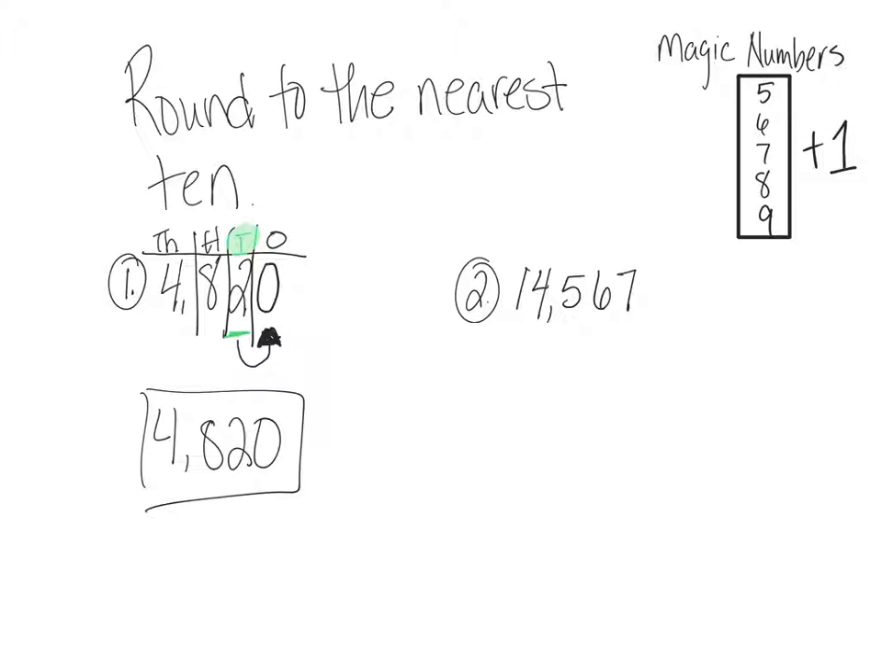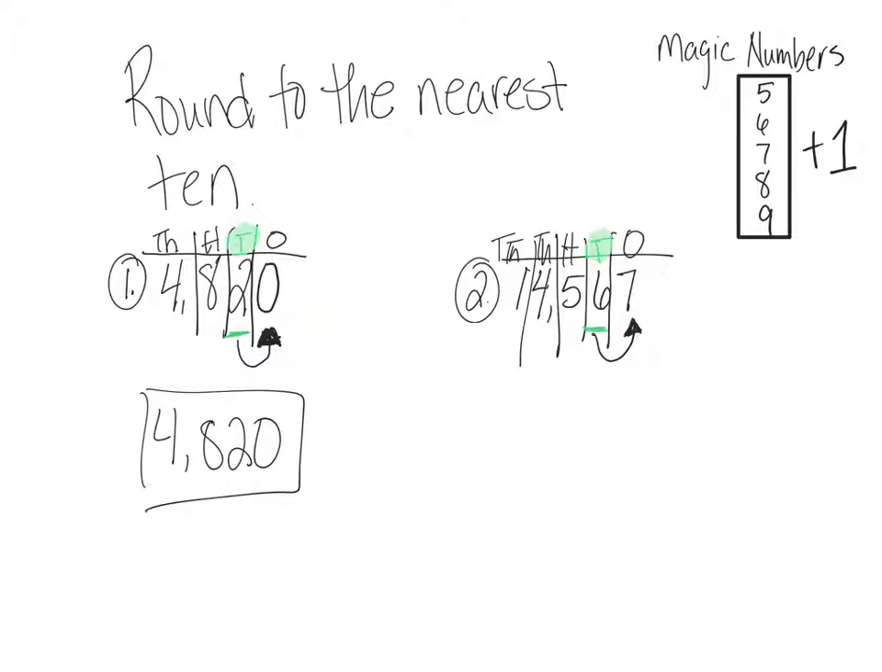So now let's look at the second one. We have 14,567. Again, we're going to do our place value chart. Ones, tens, hundreds, thousand, and our 10,000. Okay, and again we're looking at the tens. This is the number we're looking at. We're going to underline it.